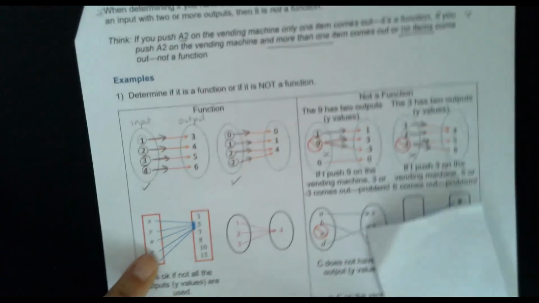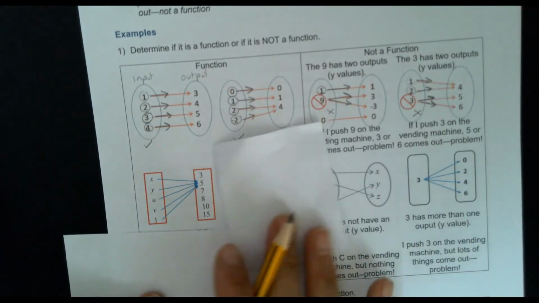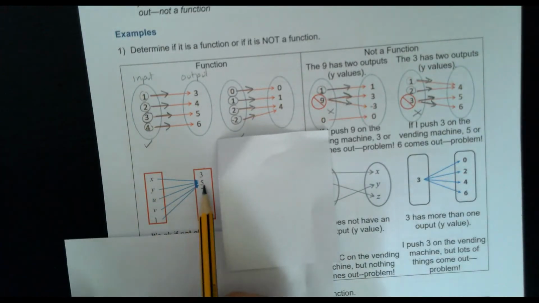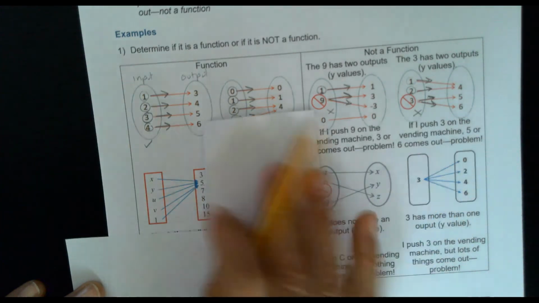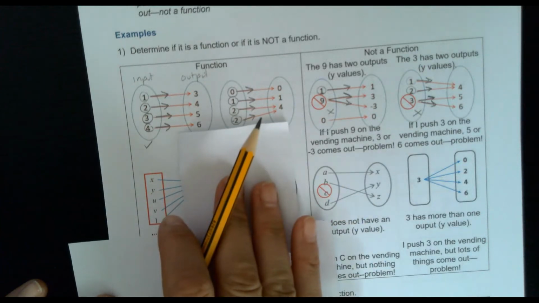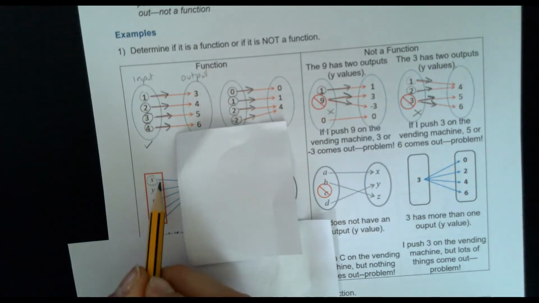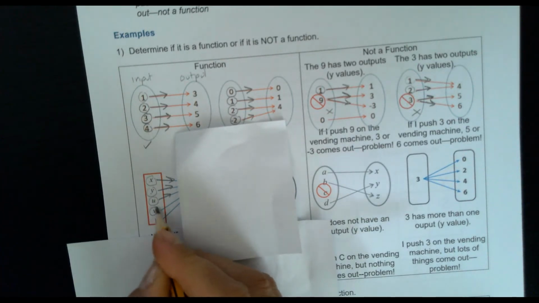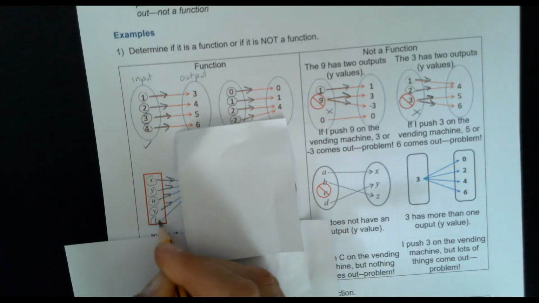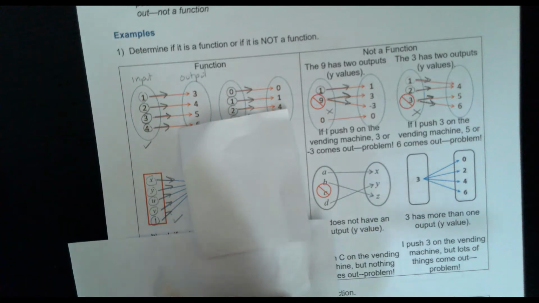Let's look at this one down here. Whoa, they're all pointing to the 5. And these don't even have anything pointing to it. Okay, let's look. Cover up the outputs. If I push X on the vending machine, one thing comes out. I push Y, one thing comes out. I push U, one thing comes out. Push V, one thing comes out. I don't know what letter it is. L, one thing comes out. So yes, it's a function.